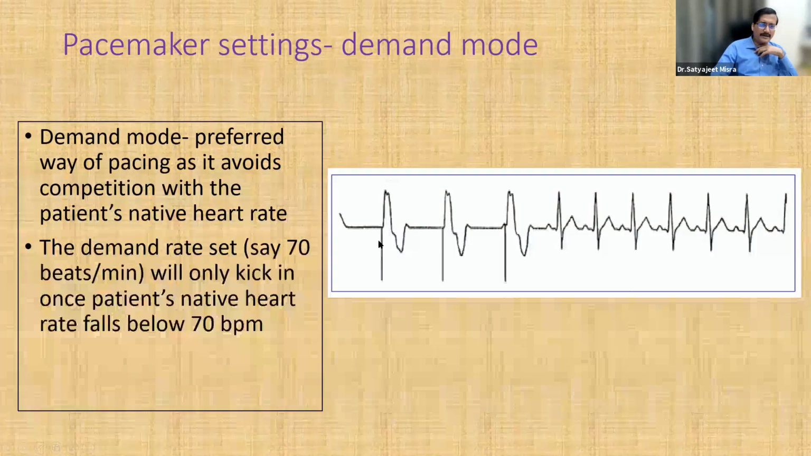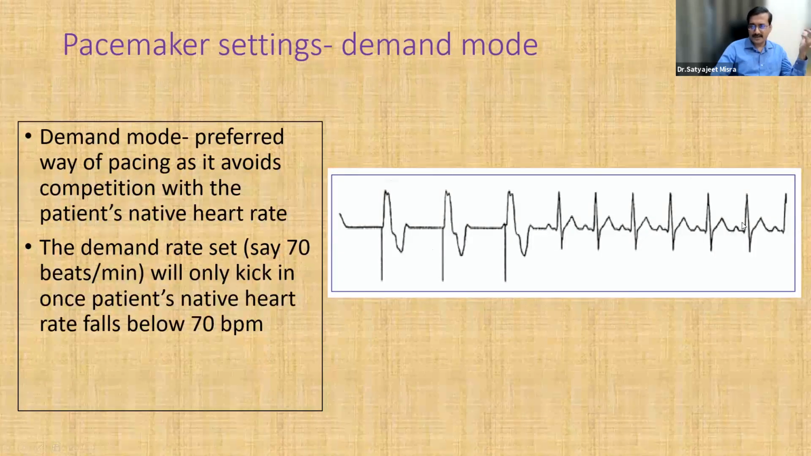So if you set a demand rate of let's say 70, then the 70 beats per minute will only kick in once the patient's de novo heart rate falls below that. As long as the patient's own heart rate is above that 70 beats per minute, the pacemaker will stay silent because it's sensing the electrical impulses.